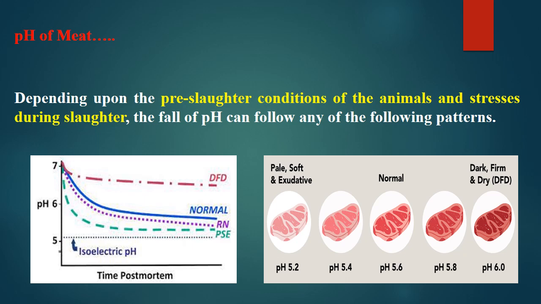So these 3 conditions give 3 different kinds of meat. When it is normal, we can see in the right side diagram around 5.6, that's the normal meat with normal color, whereas the quick fall leads to pale color, also called PSE, which I am going to explain later, and the slow fall of pH ending with very high ultimate pH leads to dark color and another condition called DFD. So all these 3 we are going to see again.